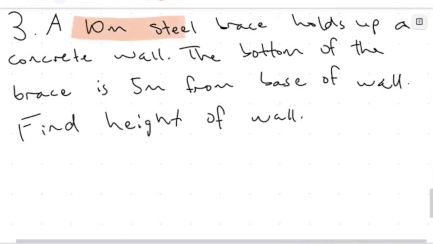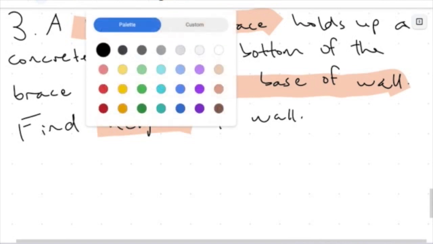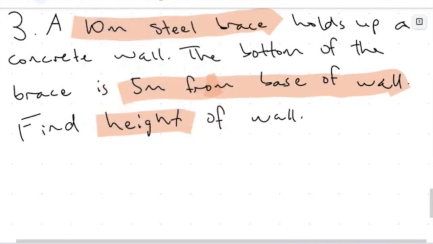So a 10-meter steel brace is leaning up on a concrete wall to hold it up. It leans up a concrete wall, which is going directly up from the ground. The bottom of the brace is 5 meters from the base of the wall, and we want to find the height of the wall. If you ever encounter these types of problems, I'm always going to say this: draw a picture, because drawing a picture really helps you visualize what's going on.